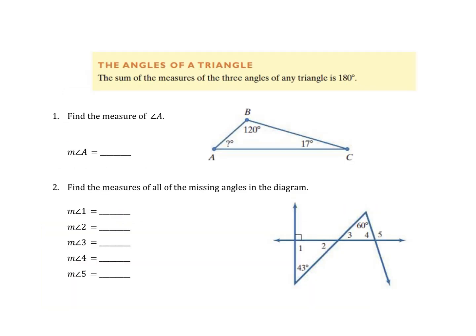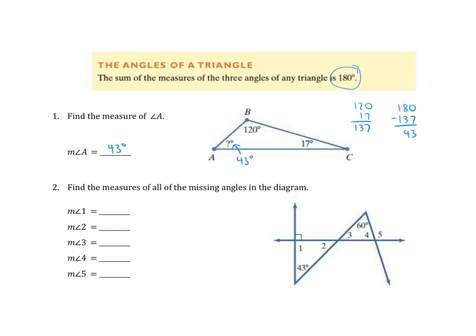Now we're going to solve for angle measures in polygons, starting with triangles. In every triangle, the sum of the measures of the three angles is 180 degrees. So if we know two angles, we can always find the third angle. In this example, I can add together 120 and 17. That gives me 137. And then I subtract 180 minus 137, which gives me 43. So this missing angle would be 43 degrees, or the measure of angle A is 43 degrees.